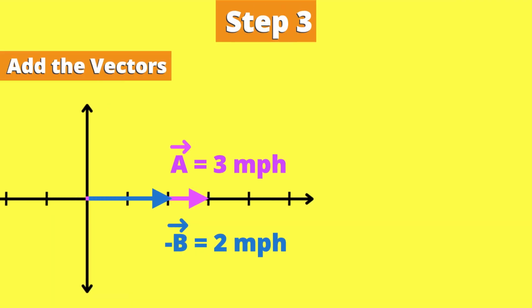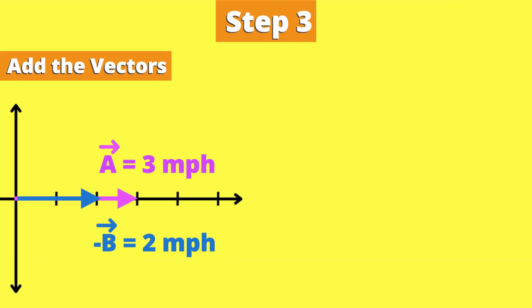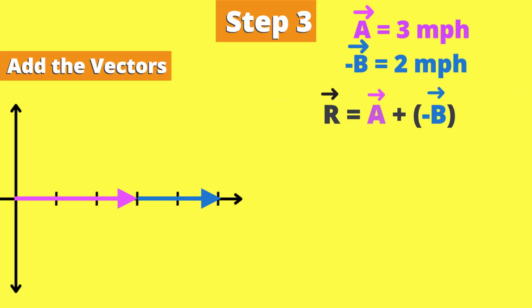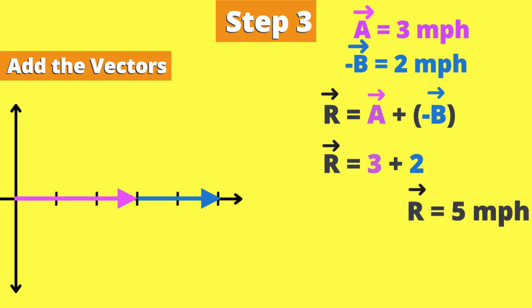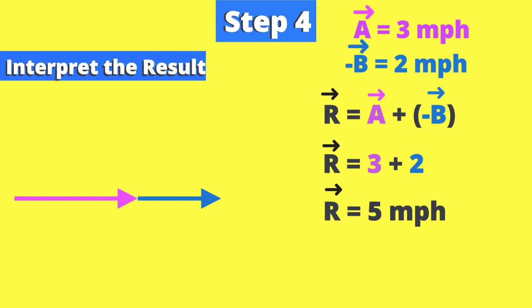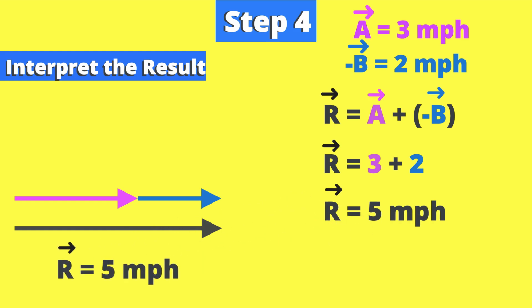Step 3. Add the vectors. Now combine boat A's velocity with the reverse boat B's velocity. R equals A plus negative B, which equals 3 plus 2, resulting in 5 miles per hour. Step 4. Interpret the result. The result R equals 5 miles per hour means you're moving 5 miles per hour upstream relative to boat B.